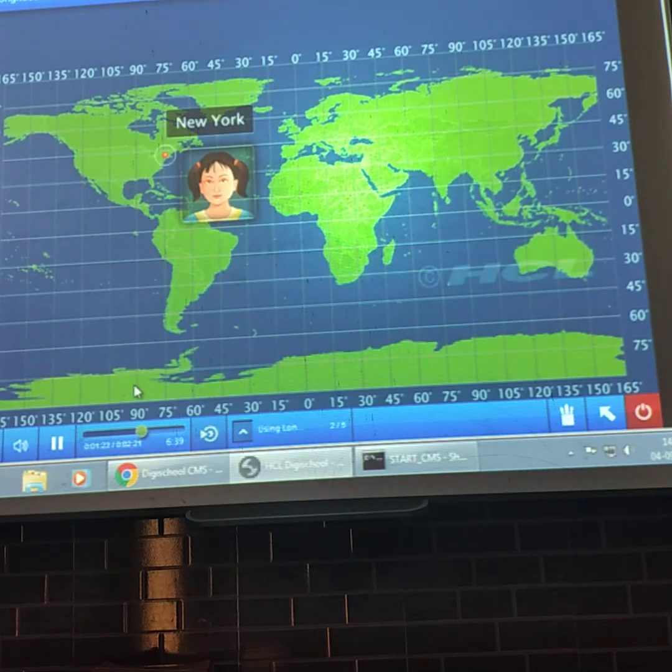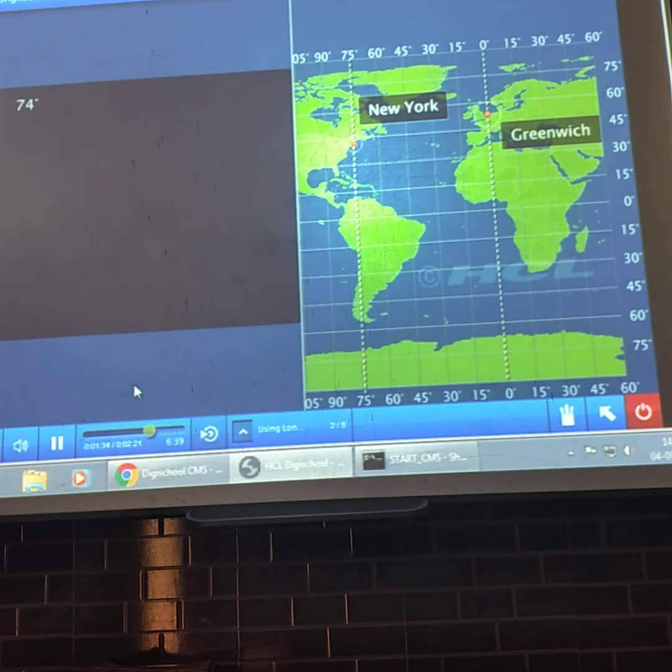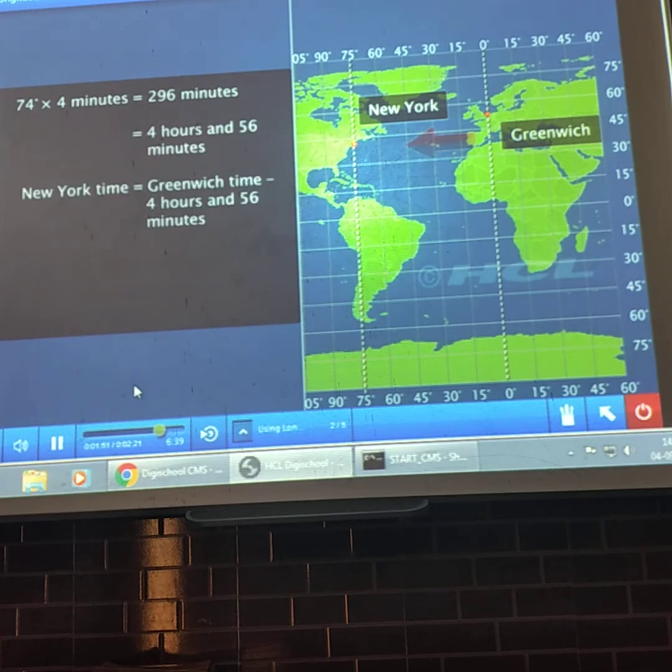Sela is now in New York, which is at 74 degrees longitude. To determine the time difference between Greenwich and New York, we multiply 74 degrees by 4 minutes. Thus, the time difference between Greenwich and New York is 296 minutes, that is, 4 hours and 56 minutes. Since New York lies to the west of Greenwich, it will be behind the Greenwich time.